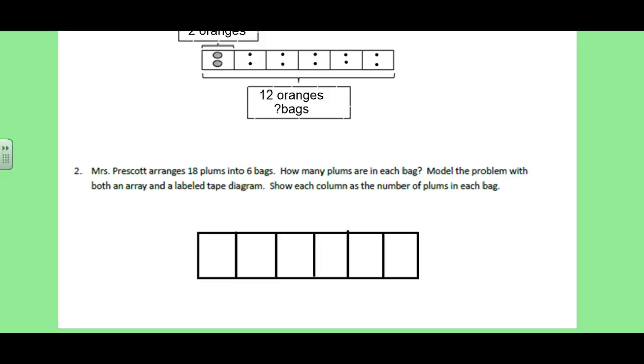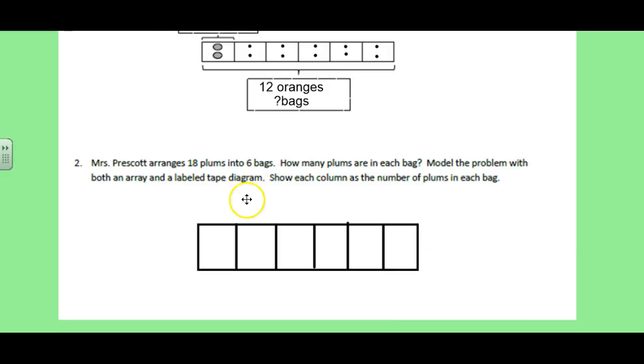Okay. We're going to go ahead and label our tape diagram before we draw in it, because we know what we know and what we don't know. So once again, at the top of our tape diagram, we label what the group stands for. In this case, we do not know how many plums are going to be in each group. So that's where we're going to put our question mark, and we're going to put question mark plums because we're not sure how many are going to be in there. The bottom of our tape diagram, we always label what the total is, so we know that there's 18 plums altogether. And we also knew that there were going to be 6 bags altogether.